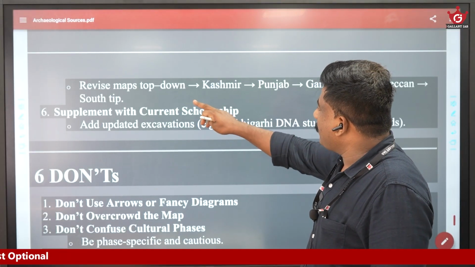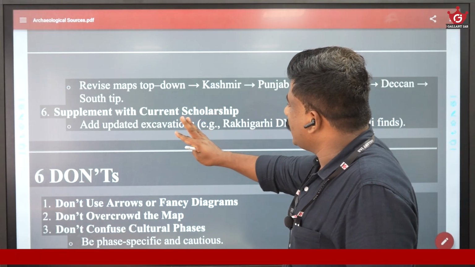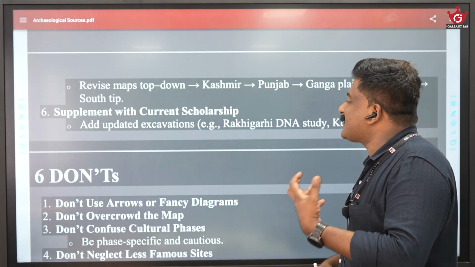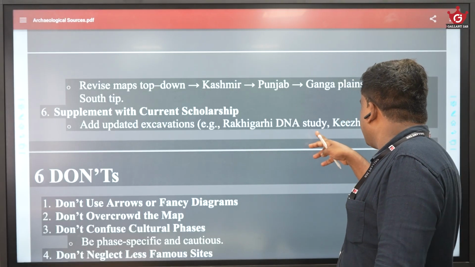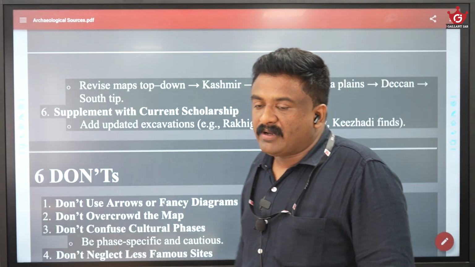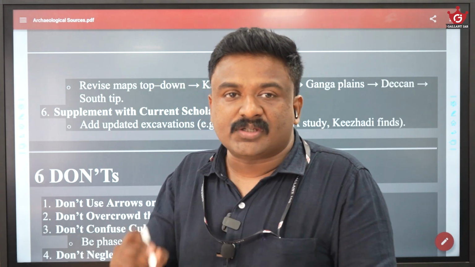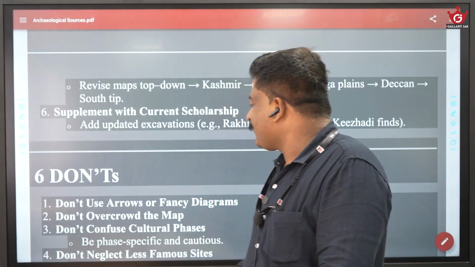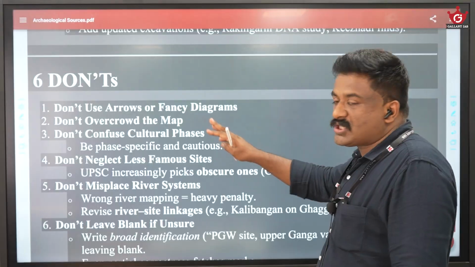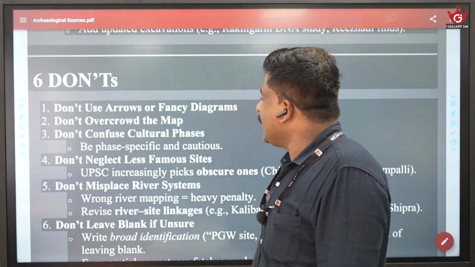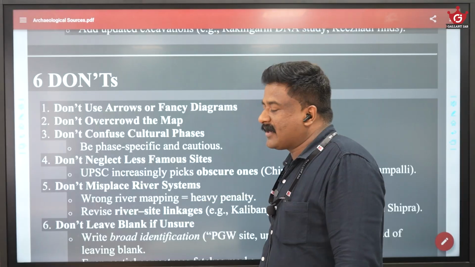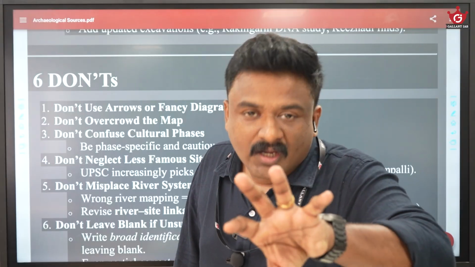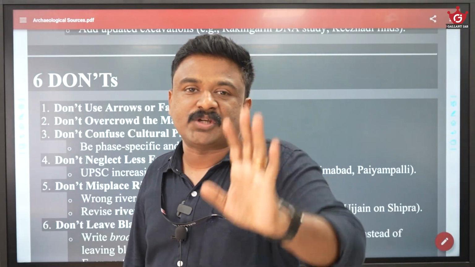And to revise map top down, this is exactly what I said. Supplement with the current scholarship. For example, recently some excavations are done. Rakhigarhi DNA study, key finds. So whenever some recent developments are there, just add on in that particular description part. Okay. Don'ts are there, which is for your mapping part. One is that don't use arrows or fancy diagrams. See, don't use fancy diagrams for your mapping, because UPSC does not want the artistic sketches in the maps here.